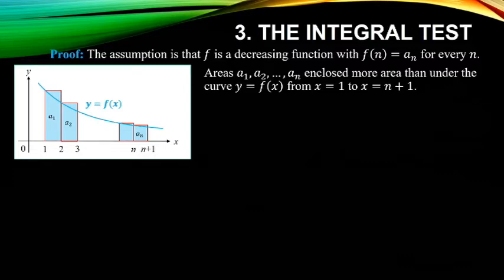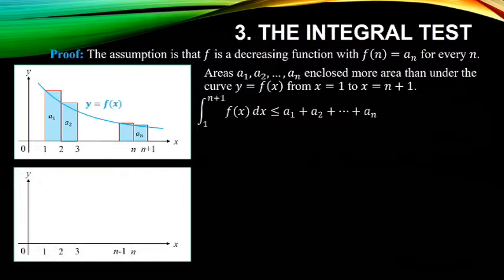From x is equal to 1 to x is equal to n plus 1, because as we can see, the area covered by the rectangles of the a sub n's exceeds the given curve y is equal to f of x. So the area covered from 1 to n plus 1 is larger. So since the integral is actually the area under the curve of f of x, from 1 to n plus 1 is less than or equal to the sum of a sub n's. So from a sub 1 plus a sub 2, the summation of the areas.